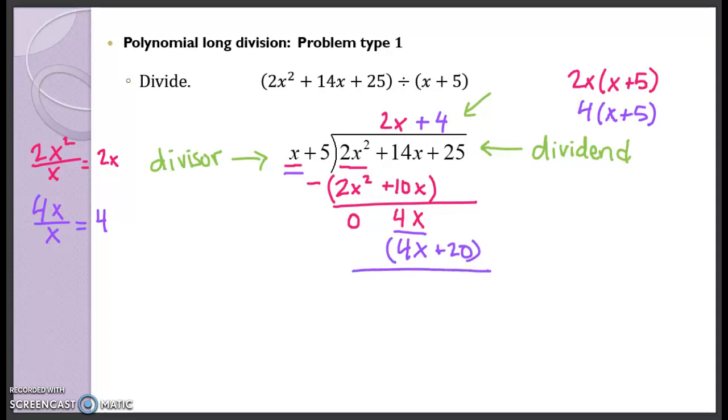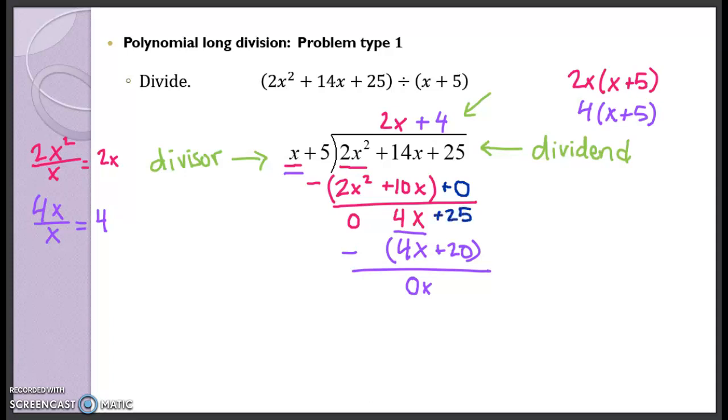So far, I'm not really adding 20 to anything though, right? So let's get to that point. 4x minus 4x is 0x. Now what do I do with this 20? Well, right here I was adding 0, right? Because 2x times, I don't have something that will give me a constant. And so 25 minus 0 is 25.